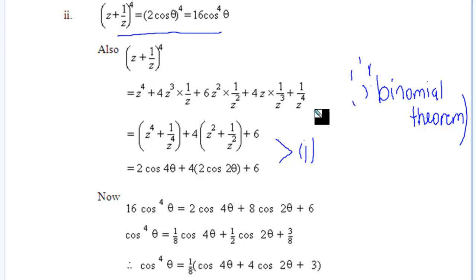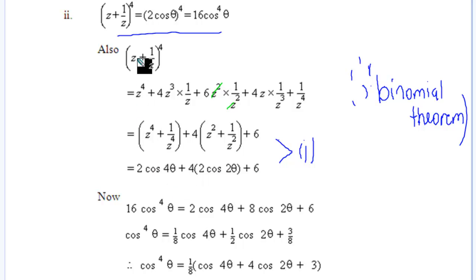z to the power of 4 plus 1 on z to the power of 4, and 4 lots of z cubed plus 1 on z cubed, and that gives us z squared plus 1 on z squared. So we collect those terms together, and those two cancel each other out, so that's just going to give us plus 6. So what we have is 2 lots of, from part 1, we know that would be 2 cos of 4 theta. That would be 2 cos of 2 theta, because it's squared, and it's just plus 6.